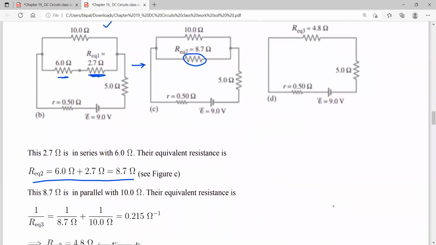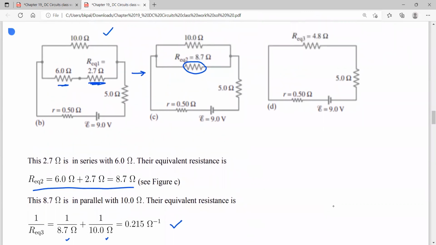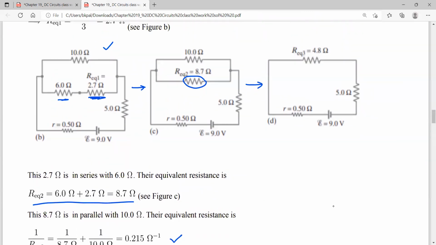So then let's find the third equivalent resistance. The third equivalent resistance is this one: 1 over 8.7 and 1 over 10. Then doing the same way, you can determine the equivalent resistance is 4.8 omega. So if I draw this circuit, replacing this parallel combination, I get this.